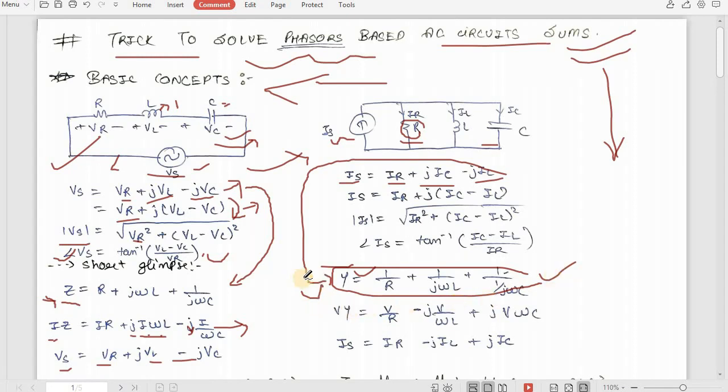Now if we multiply this complete equation by V, we will get I equals V by R minus jV by omega L plus jV omega C.